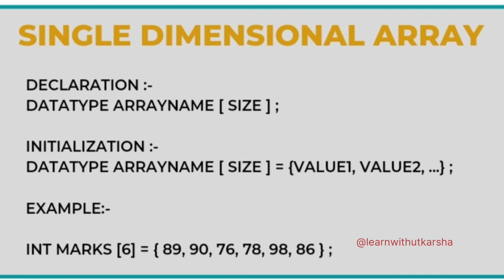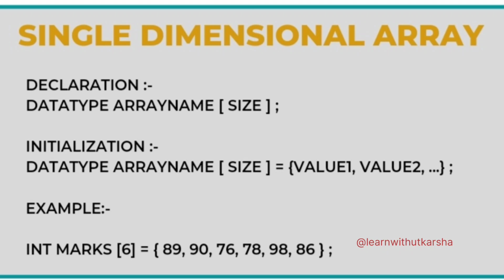As you can see in this example, we are storing integer type of data. Integer is the data type, then marks is the array name, and we have given the size of 6 inside the square brackets. Then we assign or initialize 6 elements as we have declared the size of array 6. So according to that we have assigned total 6 elements. Then we enclose the statement by using semicolon. So in this way we can declare and initialize the single dimensional array. Okay, I hope you guys understand the single dimensional array.